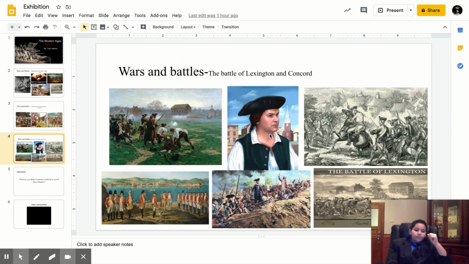During this battle, there were around 93 casualties for the Americans, of which there were 49 deaths. And for the British, there were 273 casualties with around 73 deaths. And the battle ended in an American victory, with the British retreating back to Boston.